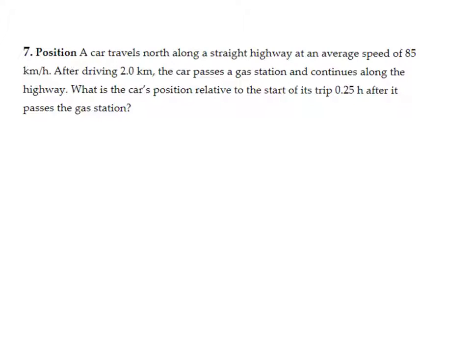A car travels north along a straight highway at an average speed of 85 kilometers per hour. After driving 2 kilometers, the car passes a gas station and continues along the highway. What is the car's position relative to the start of its trip 0.25 hours after it passes the gas station?